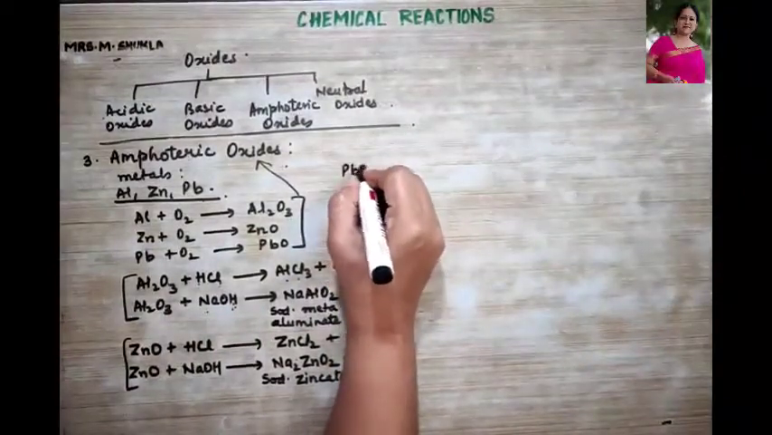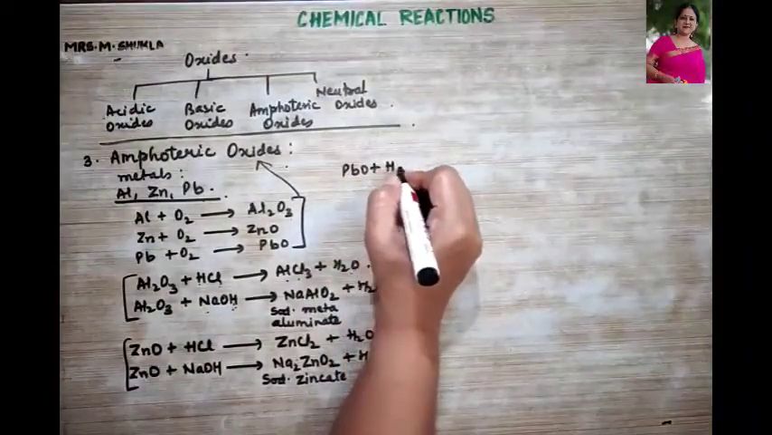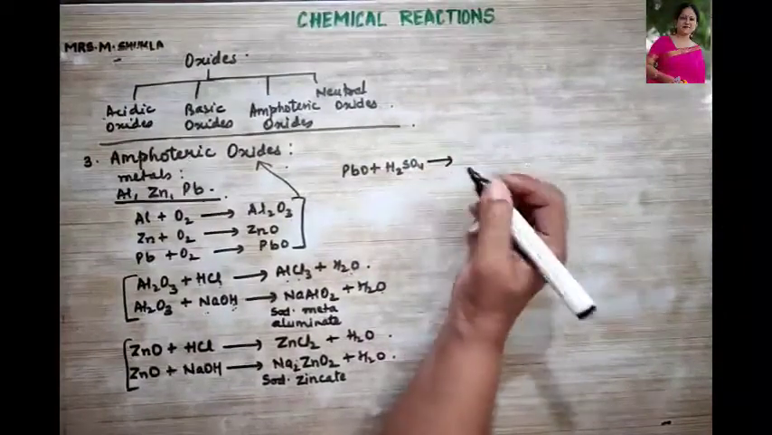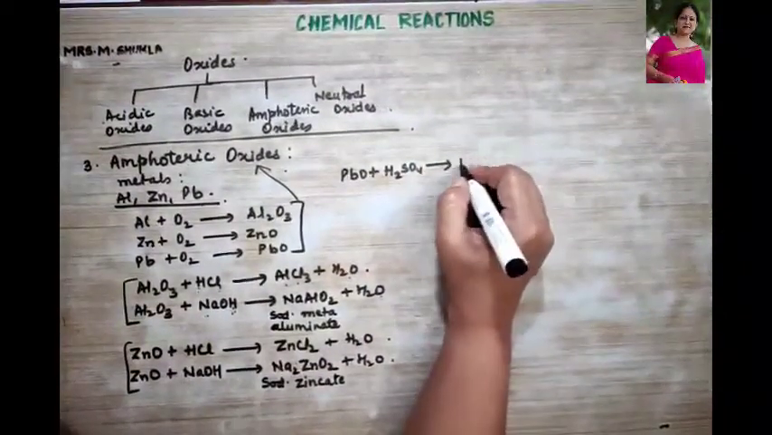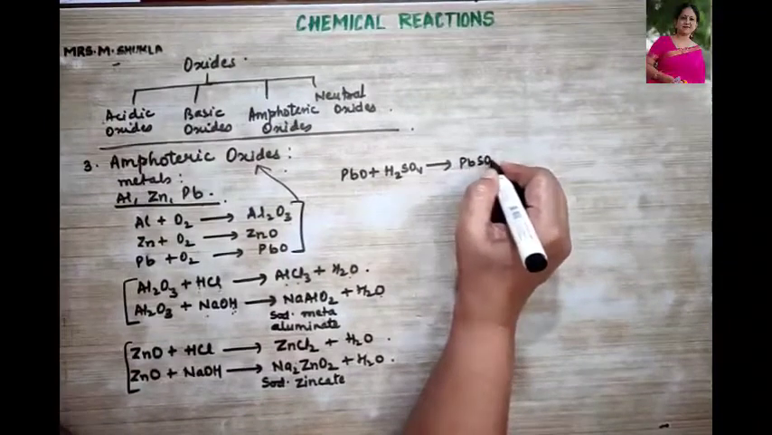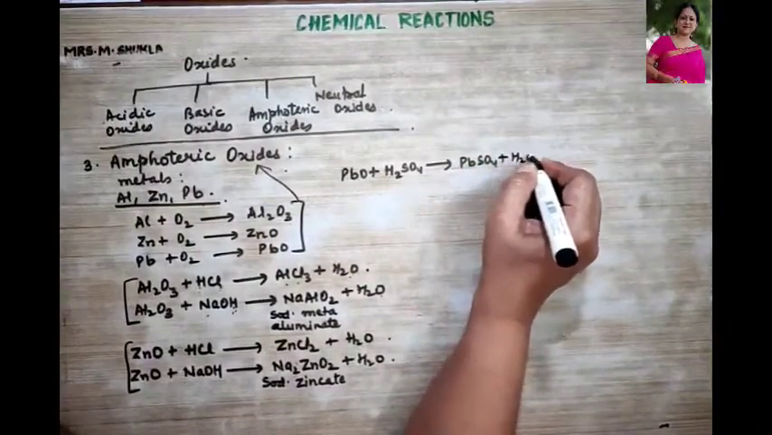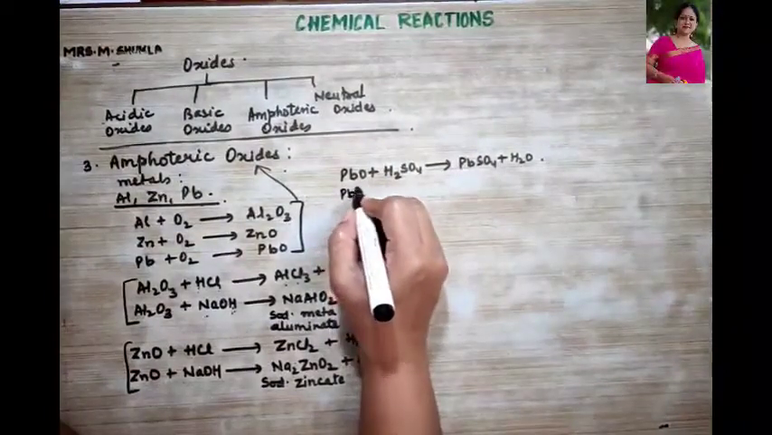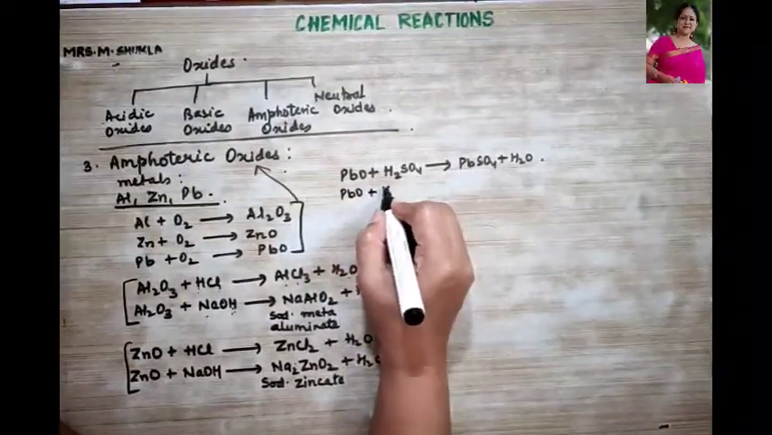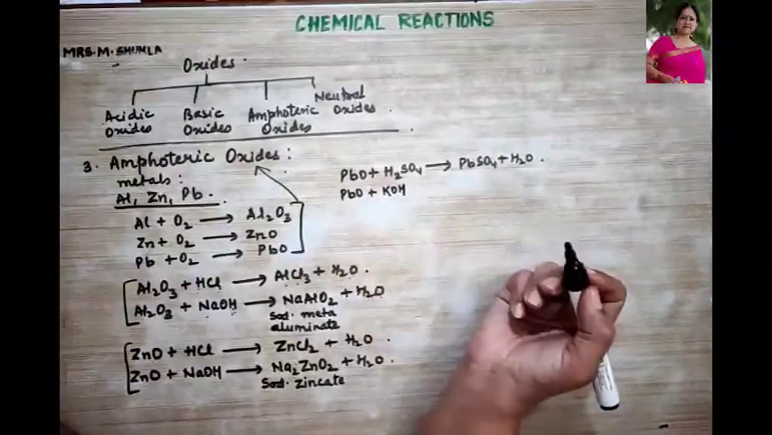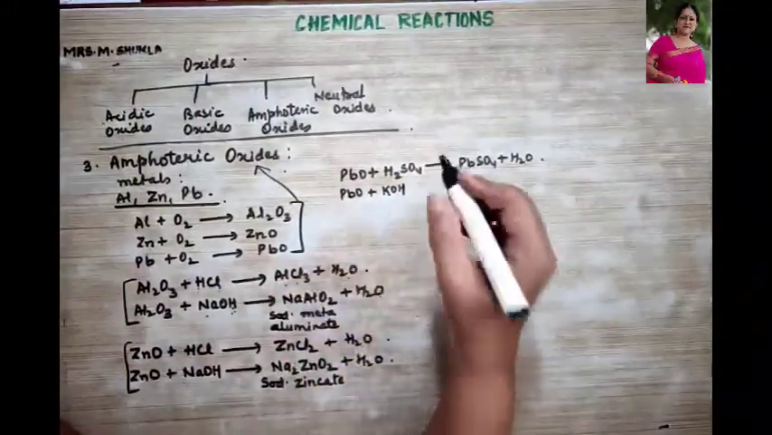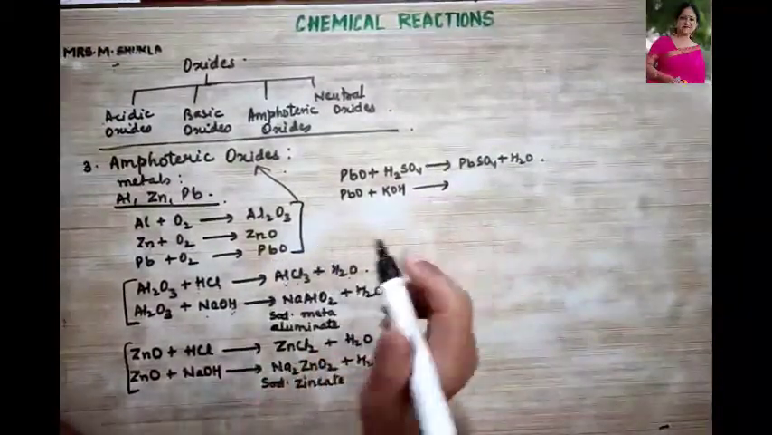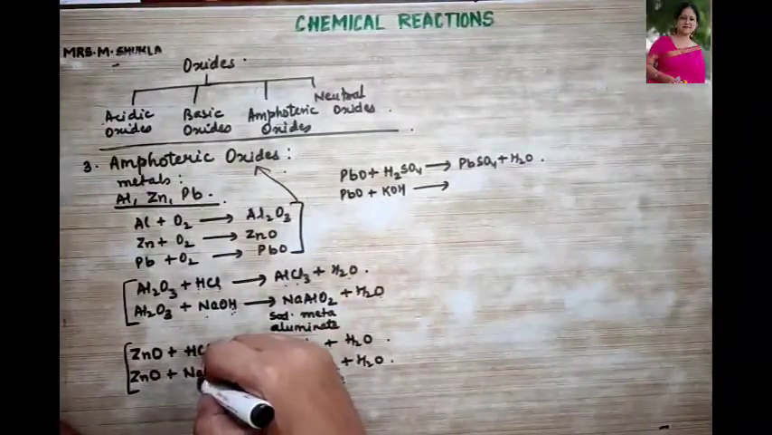So let us look at PbO. It can also combine with H2SO4, I'll take this acid now. We will get PbSO4, a simple salt, and water is formed. This same PbO can also combine with a strong alkali, KOH. I've changed the alkali over here also. Two strong alkalis are there. What are they? KOH and NaOH.